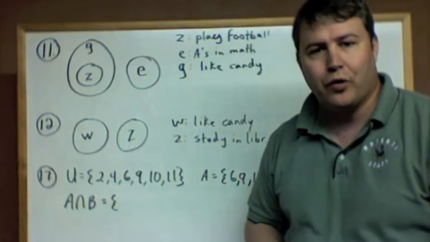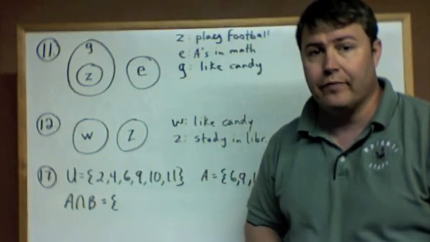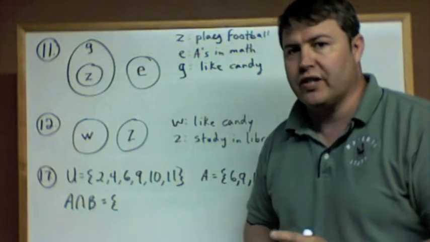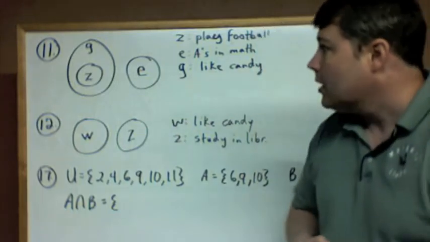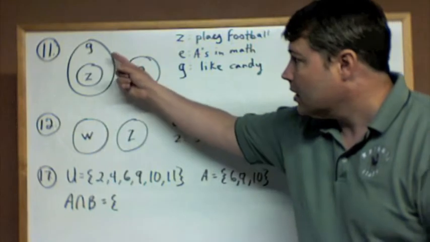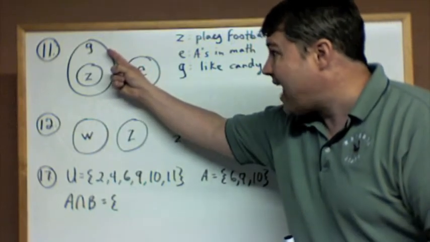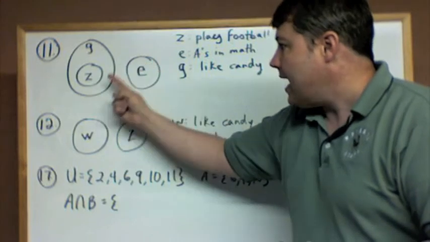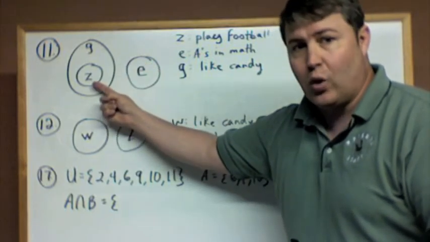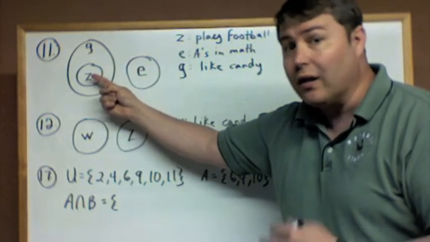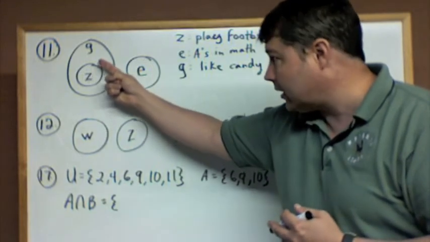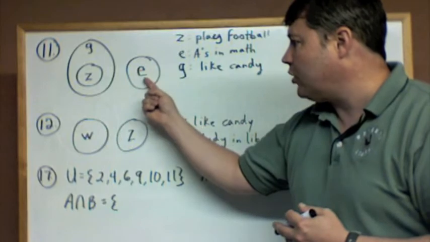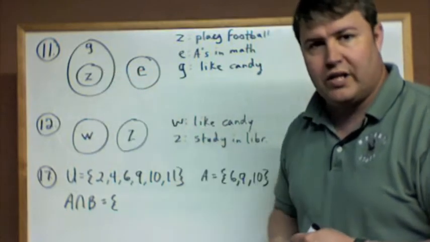All right, these are some problems from section 2.5, and they're going to give us, for these first ones, I'm going to do number 11 first as an example. They give us a Venn diagram. You notice this set called G, denoted by this oval, and inside of it is Z. So all of the elements in Z are automatically going to be in G as well. Then you have this E, set E.